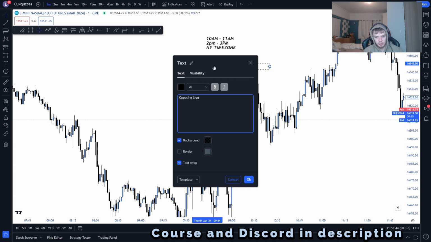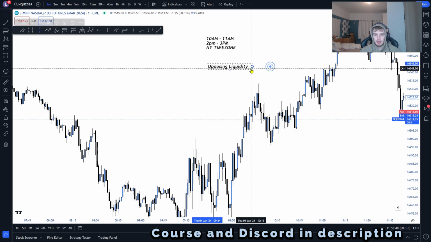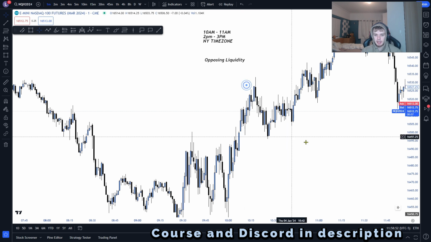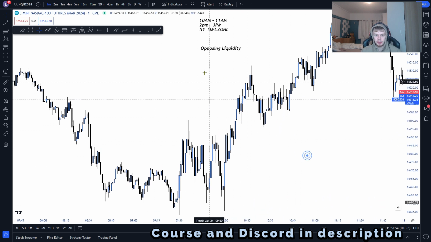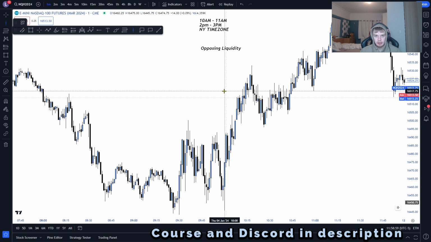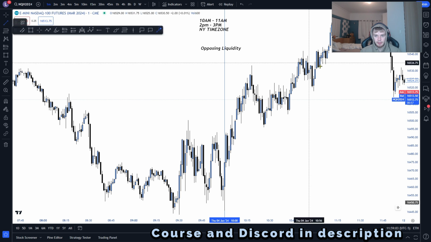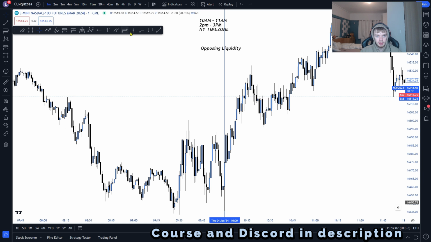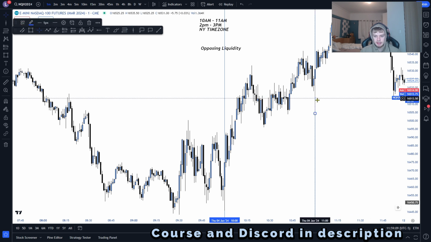opposing liquidity. Now, you might be wondering, what do I mean by opposing liquidity? Okay, let's say that we are looking at this price action here, okay? So let's mark out 10 a.m. starts there at that blue line till 11 a.m. Okay, so this is when we can trade this ICT Silver Bullet, and this is the example that we're going to be using.